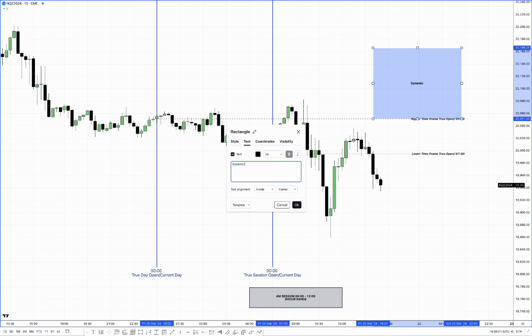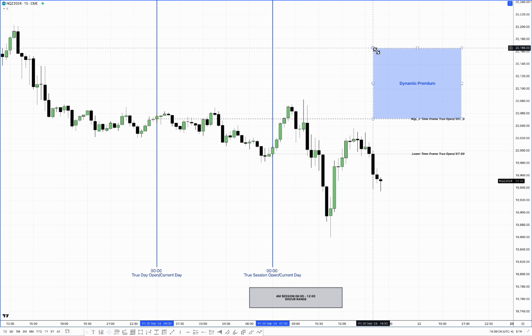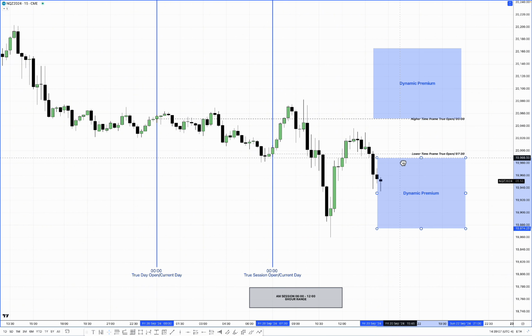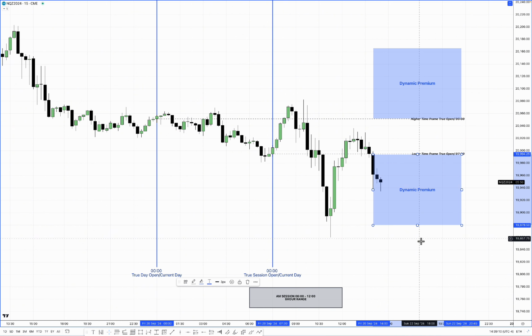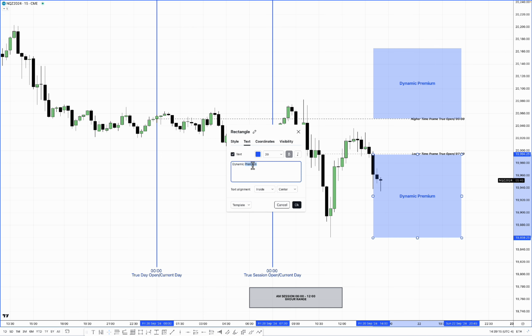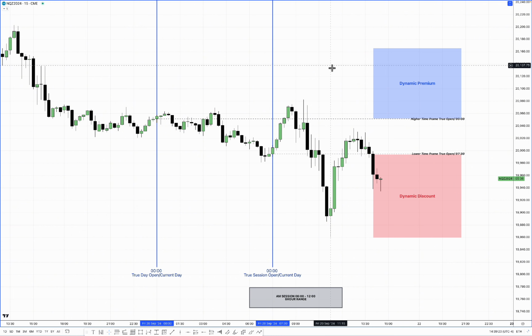Say this, dynamic premium. And then below it is what? Dynamic discount, which would be this. And then the midpoint of it, that would be what? Your dead zone.